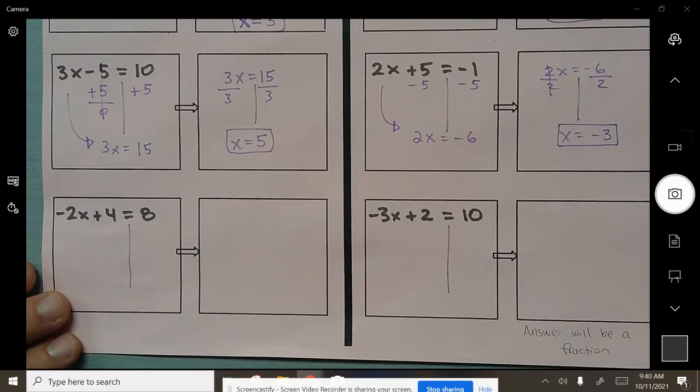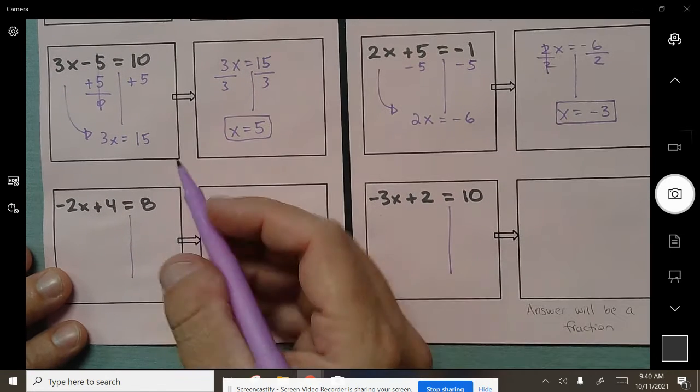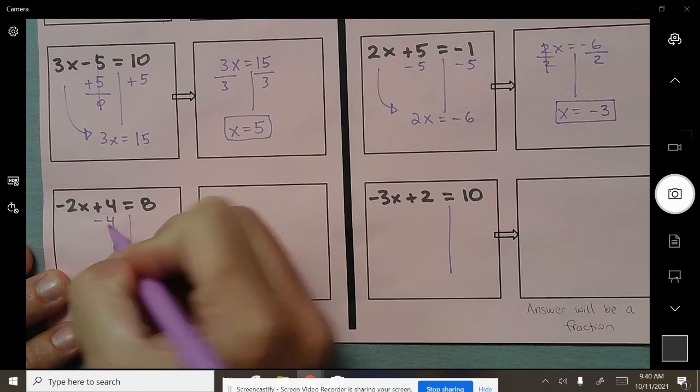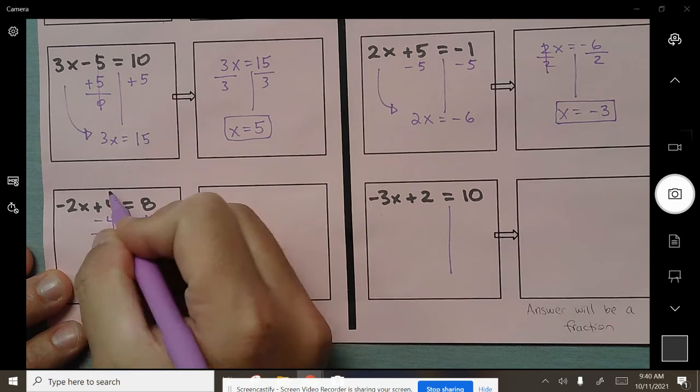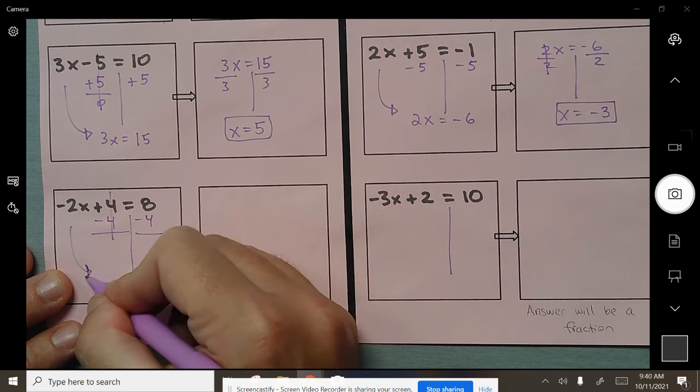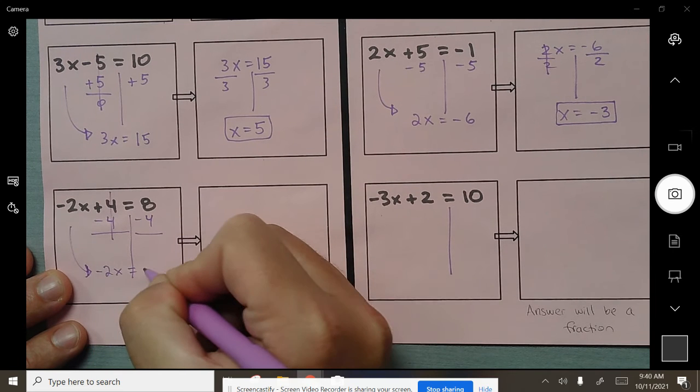Negative 3. Okay? And then, on this side, we're going to subtract 4. We're going to bring this down. Another negative involved. Negative 2x equals 4.